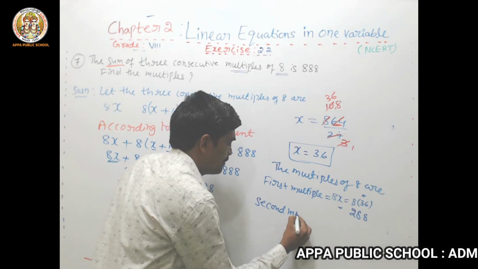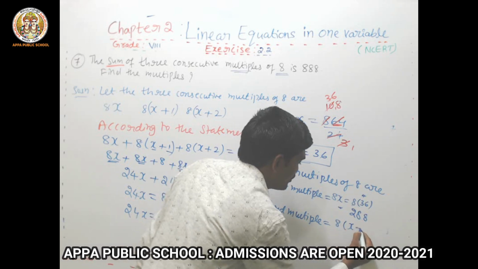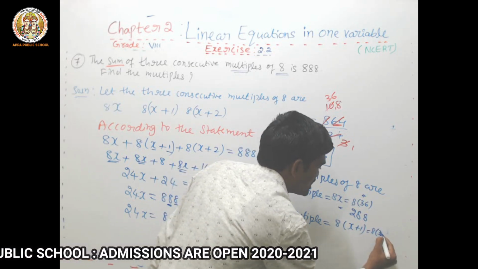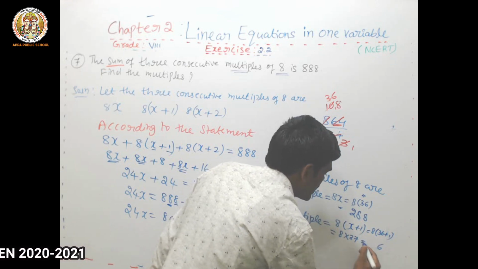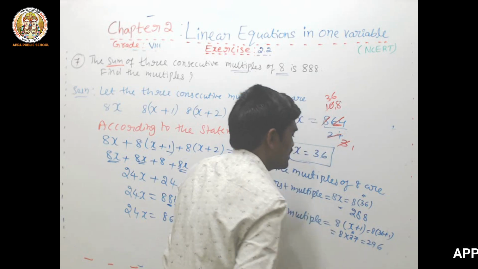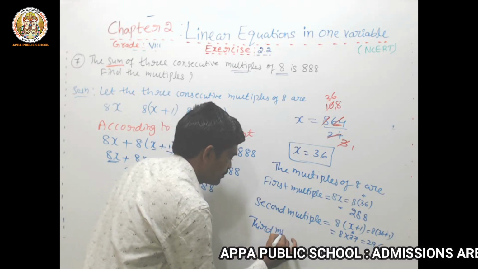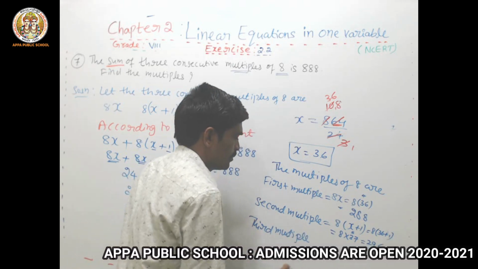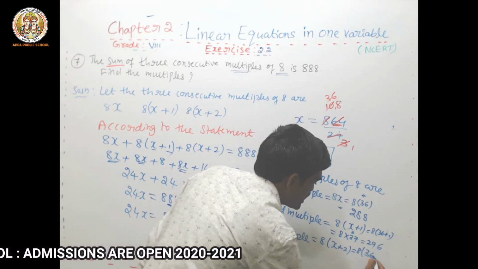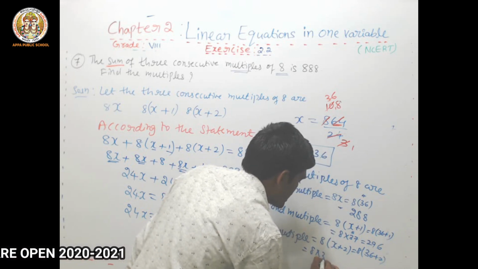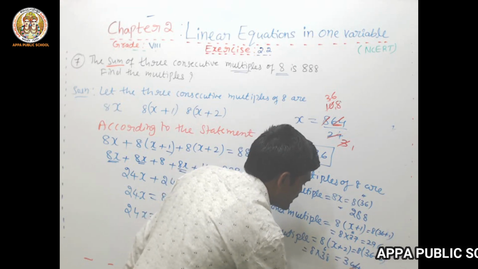Second multiple, what we take, 8 of x plus 1, 8 of 36 plus 1, can I write 8 into 37. 8 7 is 56, carry 5, 8 3 is 24 plus 5, 29, 296. So third multiple, 8 of x plus 2, 8 of 36 plus 2, 8 into 38, right? Next, 8 8 is 64, carry 6, 8 3 is 24 plus 6, 30, 304.